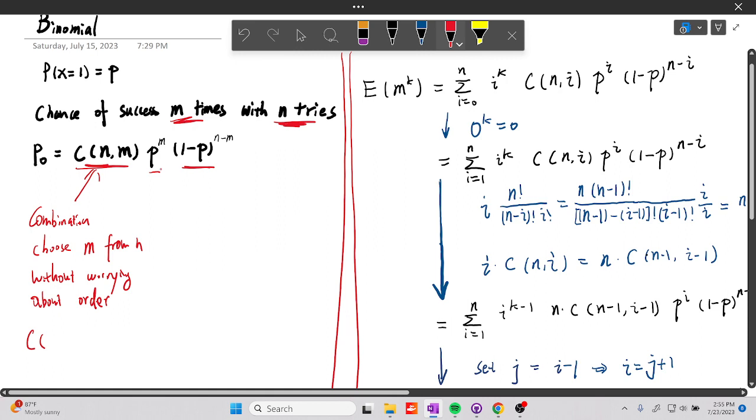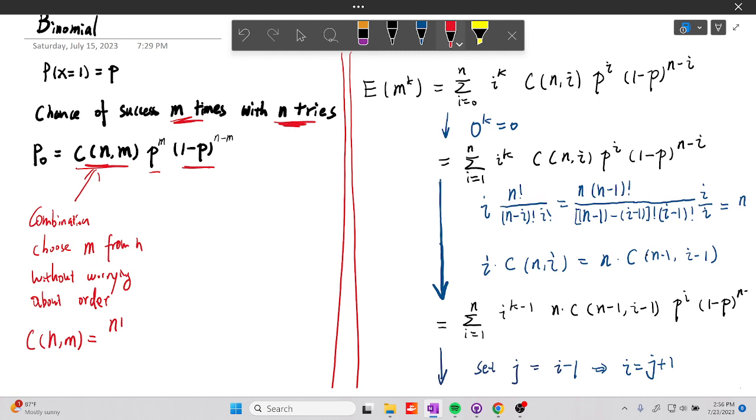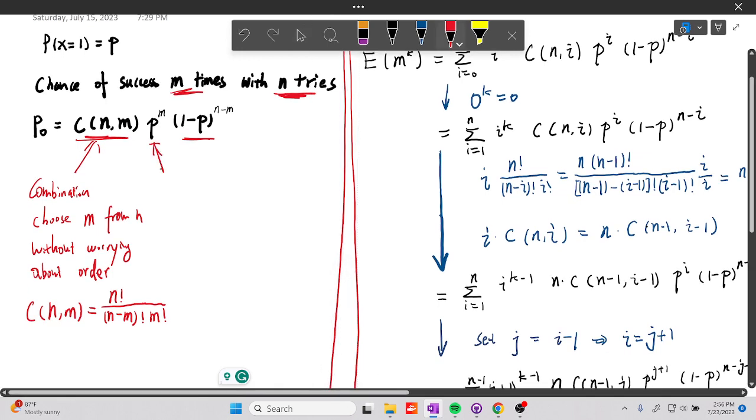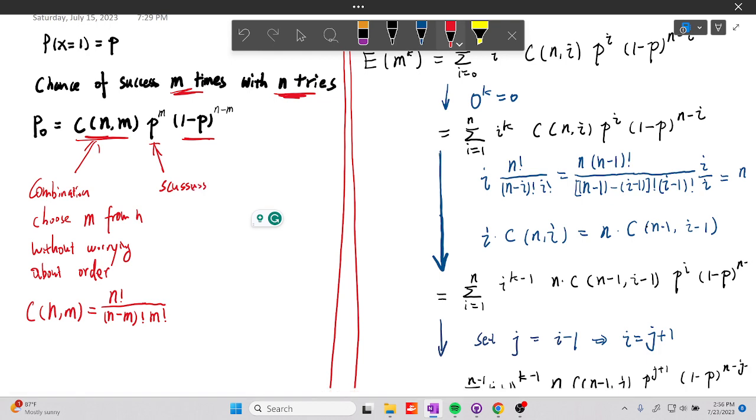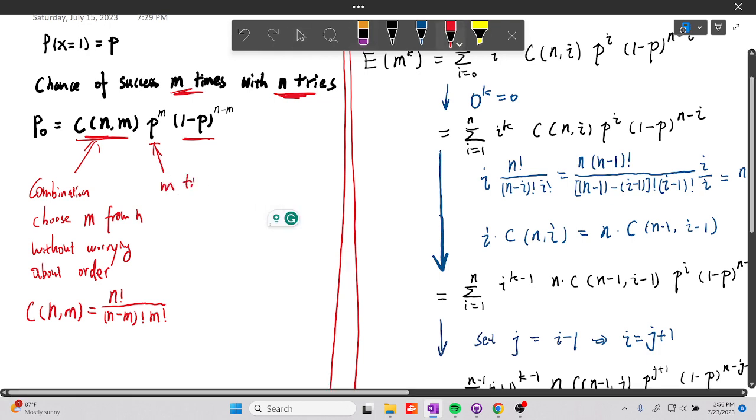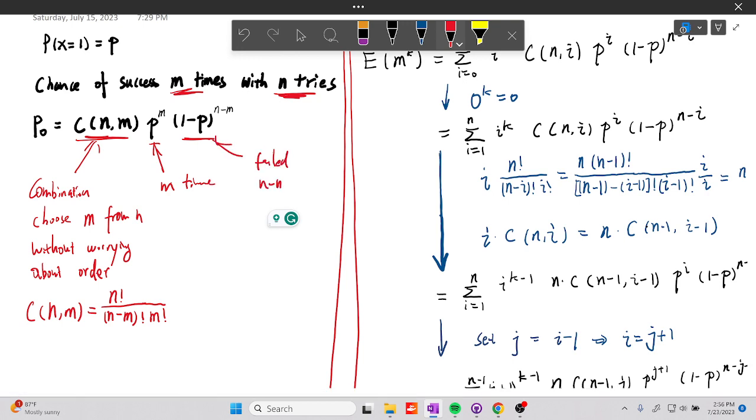So it can be written as n factorial over (n minus m) factorial times m factorial. And this component is pretty much success m times, and the other part is fail n minus m times.